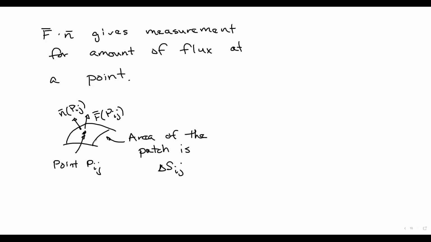All right, so if I've got a little patch and I pick a point on it, I can find the normal vector there, I can find the vector field there, and I can find the area of that patch. If I take f of Pij and dot it with n of Pij, that gives me a measure of how much f and n point in the same direction, which is a measure of how much flow there is there. Then I multiply by how big the area is, and I end up with a measure of flow through that patch.